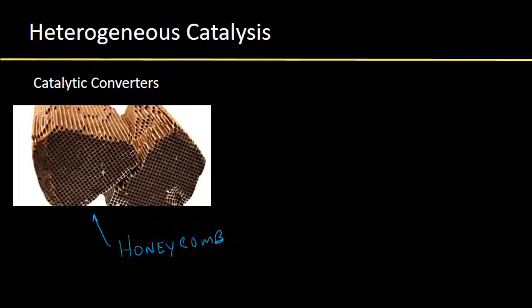And so all of the exhaust goes through these holes and then travels through that whole block of material inside that catalytic converter. And the reason that it's shaped like that is to increase the surface area.